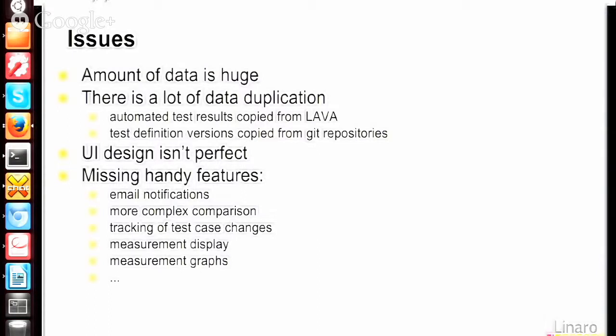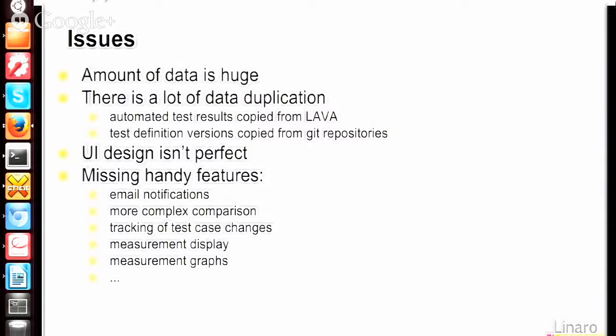For example, email notifications were requested. It's not there, but I'm planning to add it. We have subsequent builds from the same Jenkins job, and then we have the same test plan run on that, and then we can say, okay, this is the delta. This test was passing and now it's failing, and something went wrong.